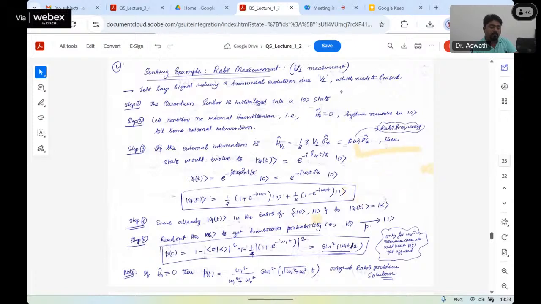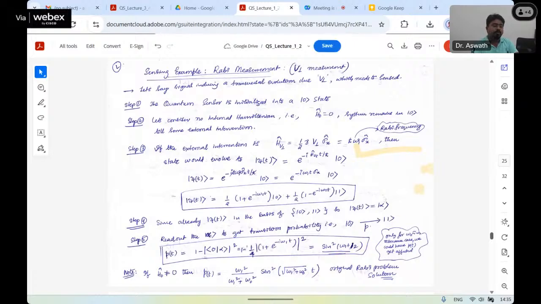Since it is already in the 0 and 1 ket basis, it is in the observable basis, and I need no conversion here. I'll just straight away take the inner product of this quantum state with the 0 ket to get the chance of getting 0 when I make a measurement. If I subtract that probability from 1, I get the chance of getting 1 when I make a measurement. If you see here, this also happens to be a sinusoidal function, just like the previous case.